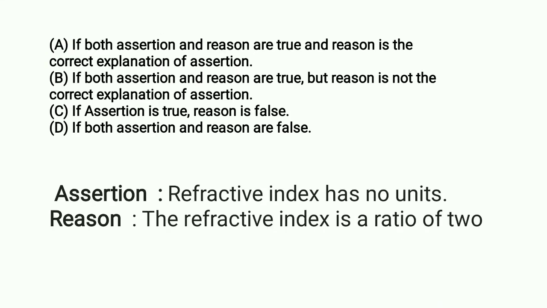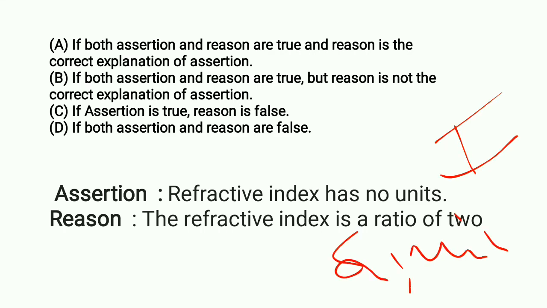Next question. Assertion: a refractive index has no unit. Yes, the statement is true. The refractive index is a ratio of two similar quantities. So the reason is also true. Here option A: both the assertion and the reason are true, and the reason is also the correct explanation of the assertion. So option A is the correct answer.